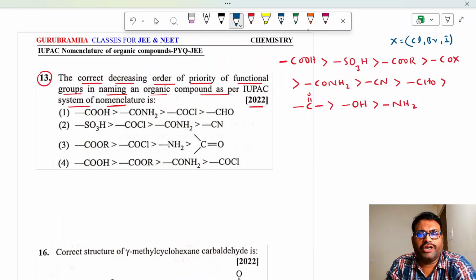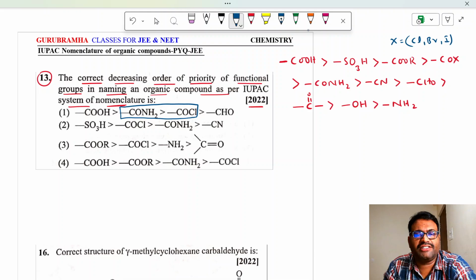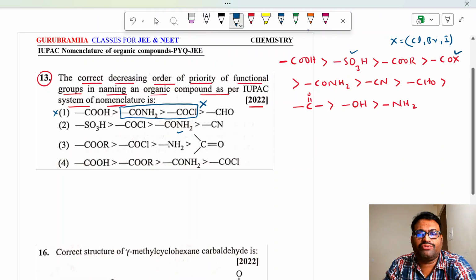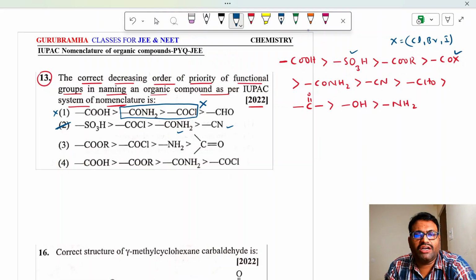Now here, CONH2 is given in front of COCl. That means it says CONH2 has more priority than COCl. This is wrong, so this is not the correct answer. Next option: SO3H, after that COCl, after that CONH2, after that CN. So this is correct. Next option: COOR, after that COCl, after that NH2. See here, this order is wrong.